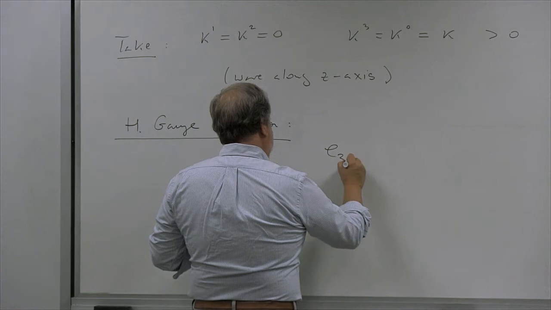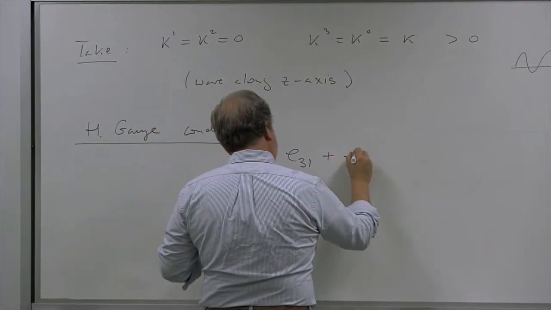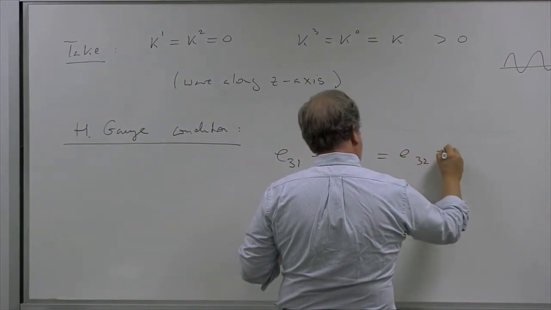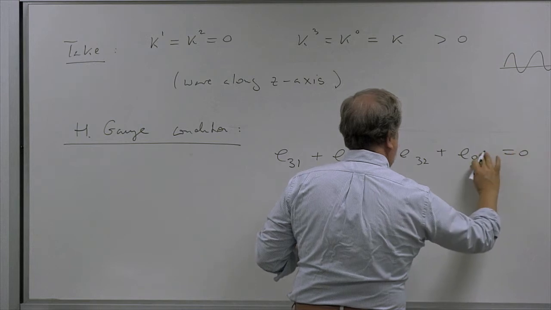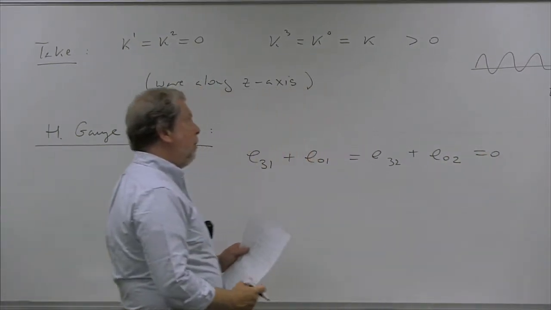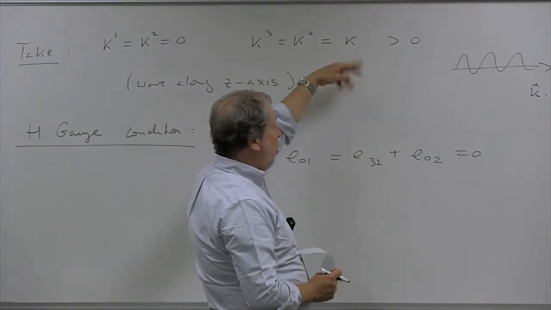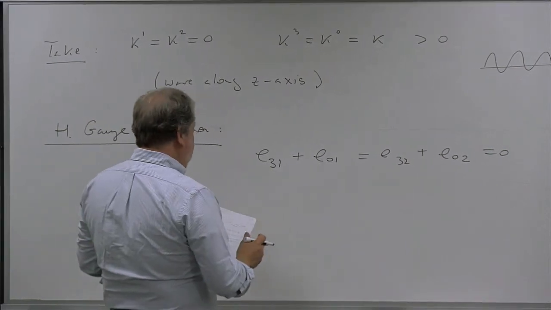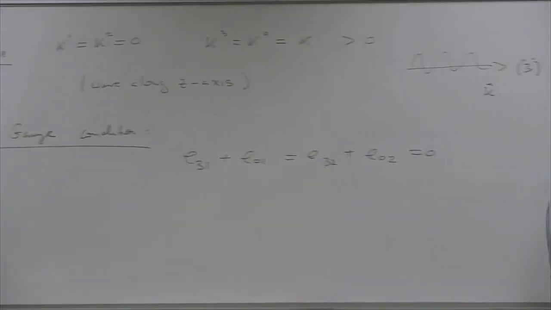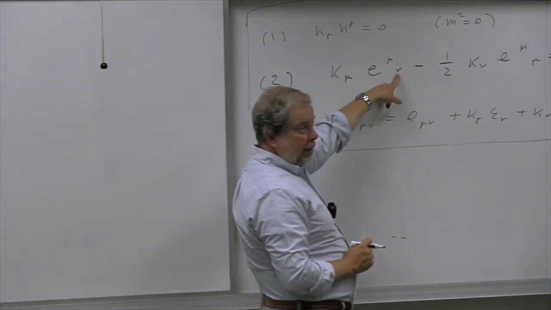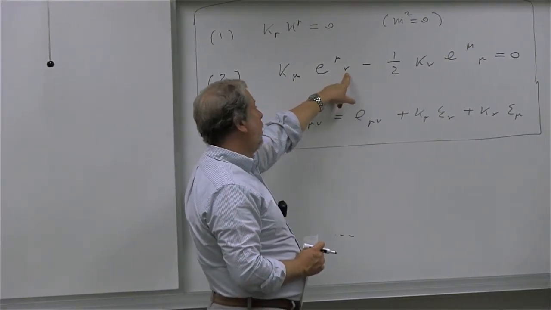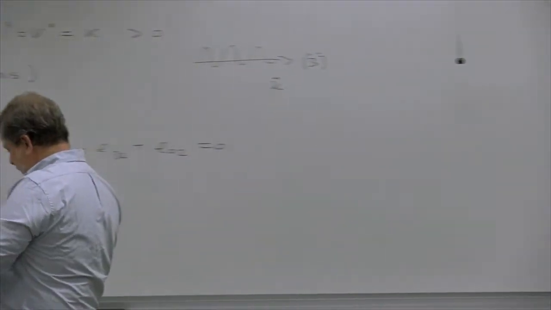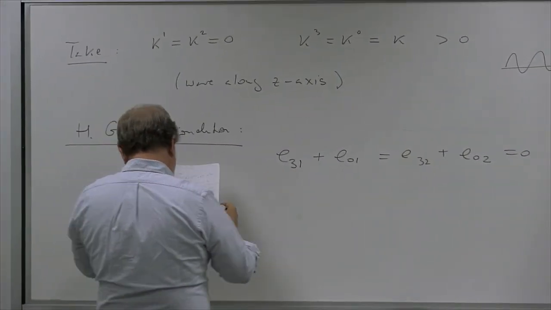So we get E31 plus E01 is equal to E32 plus E02 is equal to 0. As I said, they're all proportional to k, and the k you just factor out. And that's one of them. Remember, we have different choices here because this index nu can take on 4 values, 0, 1, 2, and 3. This is a free index. This one's summed over, but that one's free. So that's 2 of the equations, and there's 2 more.